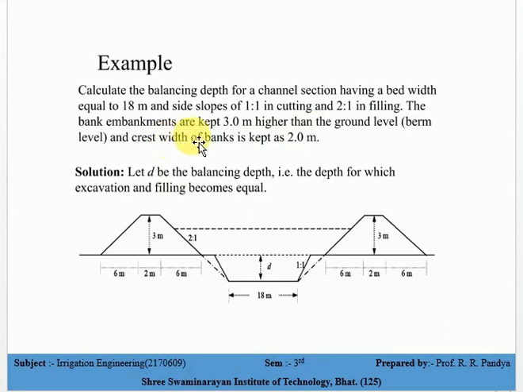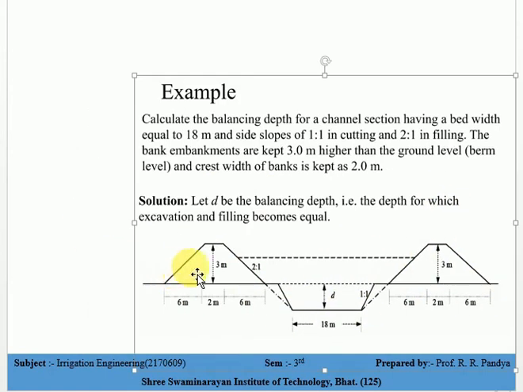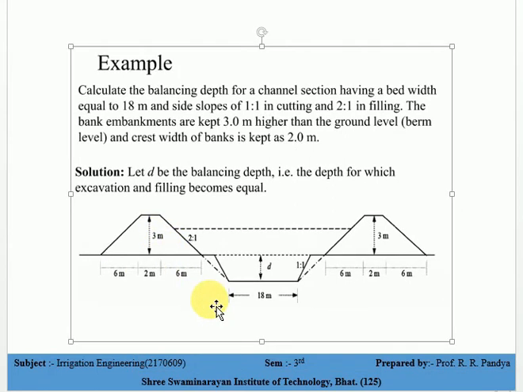The bank embankments are kept 3 meter higher than the ground level, from the ground level, for the depth of excavation. The crest width of the bank is kept as 2 meter. So this is to find out the most economical section, and the crest width is considered as 2 meter here on both sides. The material volume is equal to the ratio summation: the height of this bank is 3 meter and the slope gradient is 2. Then the distance from here to here is 6 meter. Obviously 3 into 2 is 6 meter.